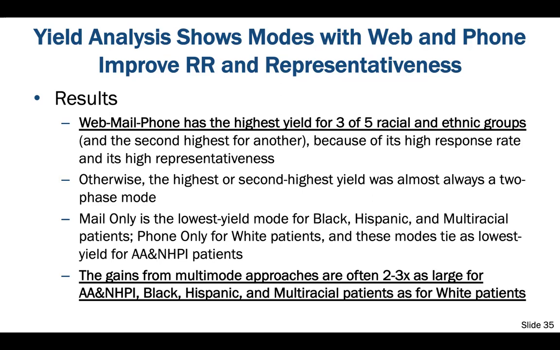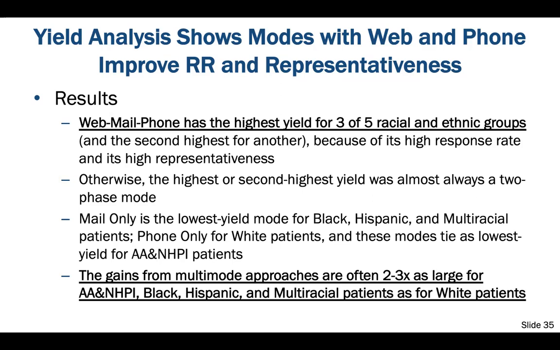So we find that web, mail, phone had the highest yield for 3 out of 5 racial ethnic groups. And when that wasn't the best, the highest or the second highest was always one of these two-phase modes. Mail only was the worst possible mode for Black, Hispanic, and multiracial patients. Phone only was the worst possible mode for white patients, and those two modes tied as worst for Asian American NHPI patients.